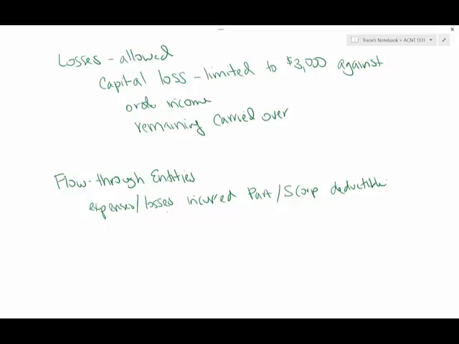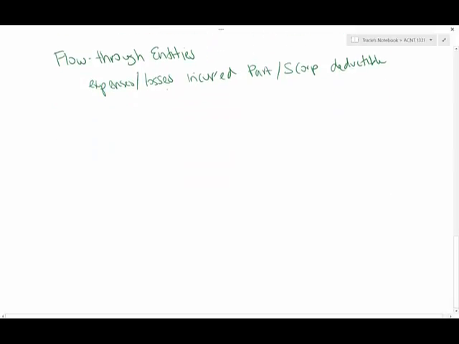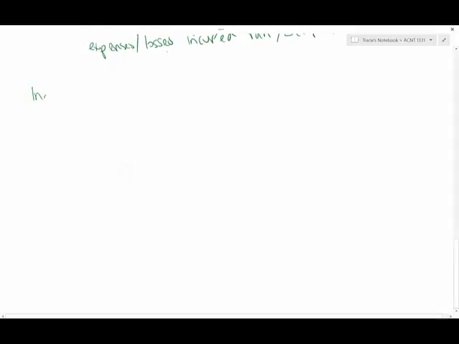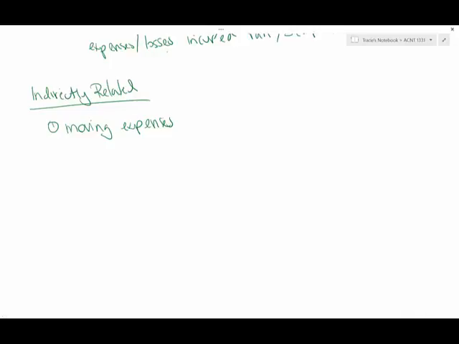Now let's talk about deductions that are indirectly related to business activities. The first of these deductions that are indirectly related to business activities are moving expenses. So a taxpayer is allowed a deduction for the cost of moving their personal possessions.